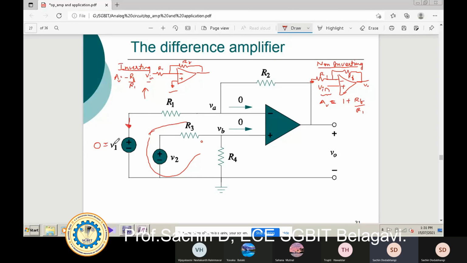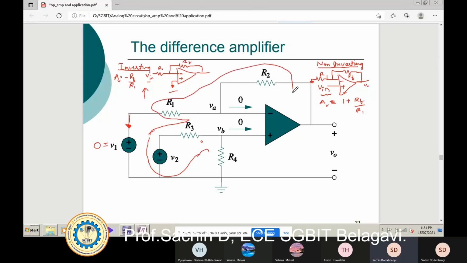Because V2 is 0. 0 means what? It is nothing but ground voltage. So it is connected to ground. So here it looks like a non-inverting amplifier. So it is a combination of both inverting as well as non-inverting amplifier.